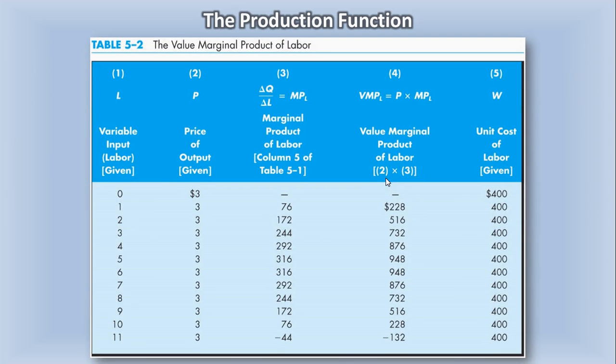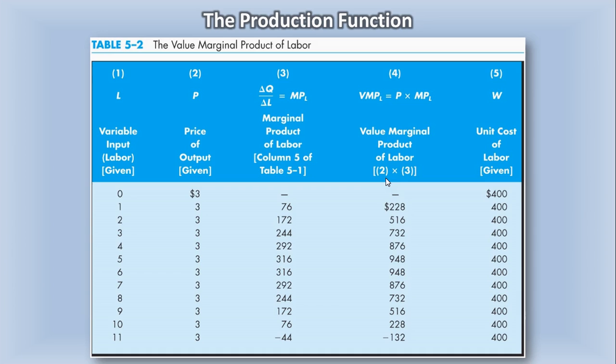All right, so here's our production function again. Here's us starting out with 0 laborers and then increasing them incrementally by 1 unit. The price of output doesn't change. The marginal product of labor, again, is here telling us that the first unit got us an additional 76 units of output. The second one got us an additional 172 units of output, and so on and so forth.